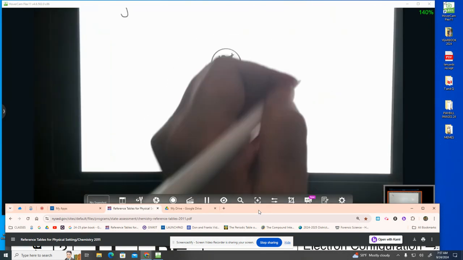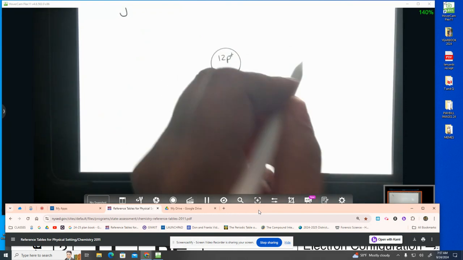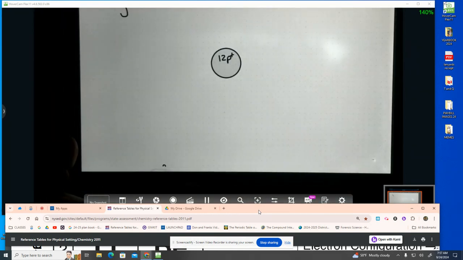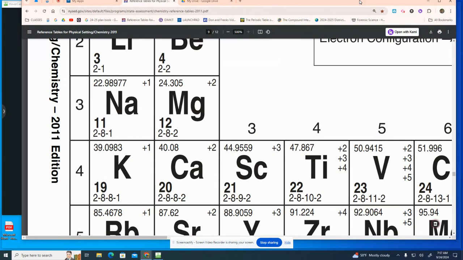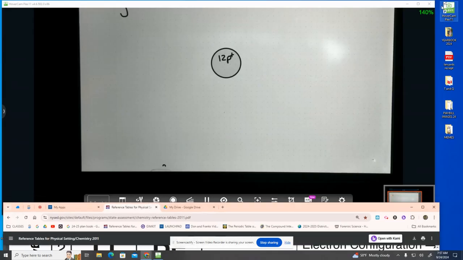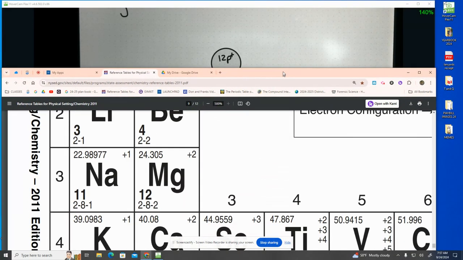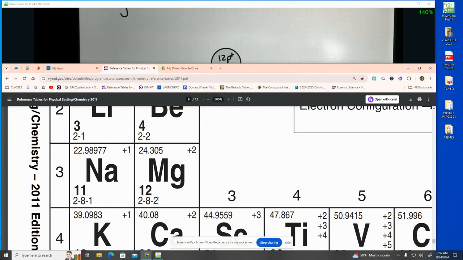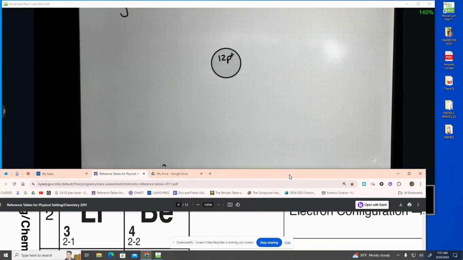How many energy levels? How many rings does it have? Somebody has to help Kyle out here because he wasn't here for a couple days. Okay, how many? 3. How did you know that? 2, 8, 2, and each one of those numbers represents a ring, an energy level, on the magnesium.